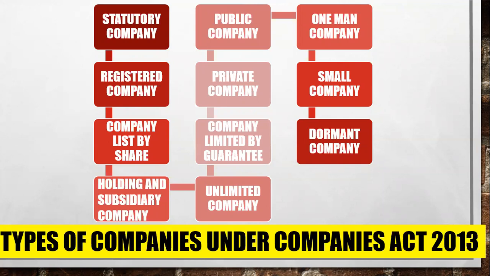I'm talking about a small company within a private company. The paid up capital should not exceed rupees 50 lakh. I think it has not changed yet, it is still 50 lakh. But the company's turnover in the profit and loss should not exceed rupees 2 crore. So a small company means turnover should not exceed rupees 2 crore in the financial year, and your paid up share capital should not exceed rupees 50 lakh. 50 lakh is your share capital and 2 crore is your turnover.